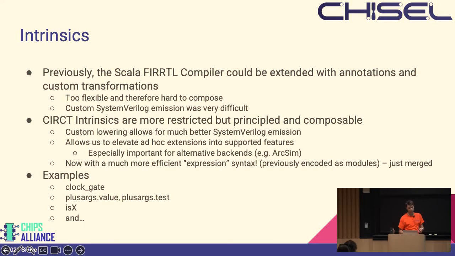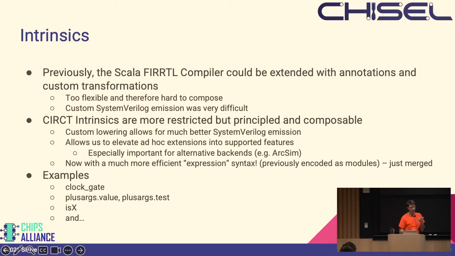So now I'm going to talk more about specific features. So one of the big ones is intrinsics. So in the past, you could extend functionality of the Scala FIRRTL compiler by using annotations and transformations, and that was kind of difficult to do. But most importantly, it's super duper flexible, perhaps too flexible. And intrinsics are a bit more restricted, but therefore composable. And so it's allowed us to add a lot of features that we're not exactly sure if they should be in the FIRRTL spec yet or not, but they let us do things a lot faster.